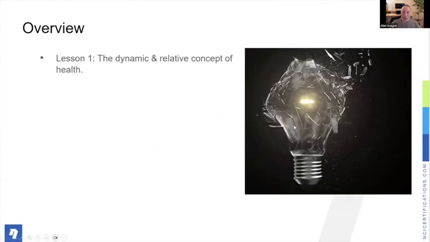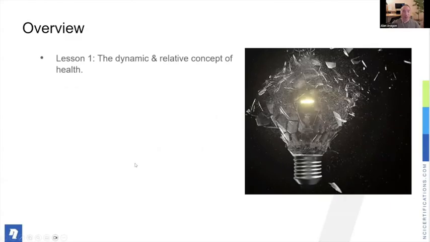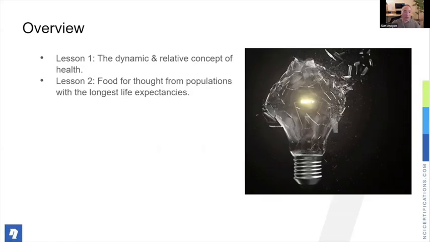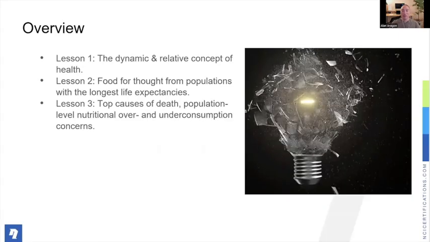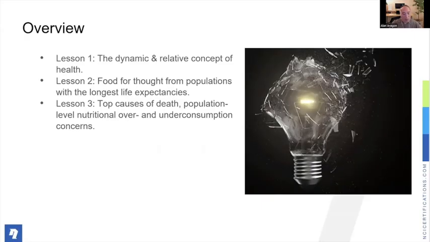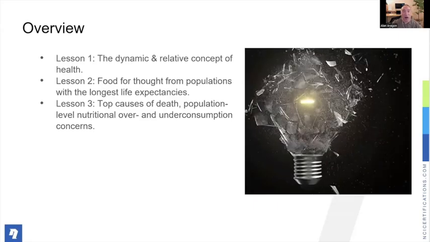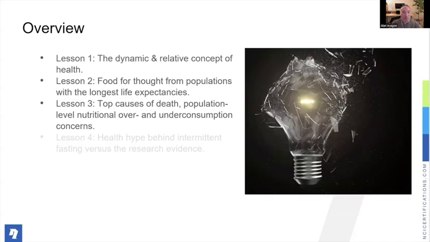Okay, so lesson one, we're going to start off with the dynamic and relative concept of health. And then we'll move on to food for thought from populations with the longest life expectancies. In lesson three, we'll look at the top causes of death to get a frame of reference as to what to focus on for maximizing longevity. And we'll also look at population level over and under consumption concerns.